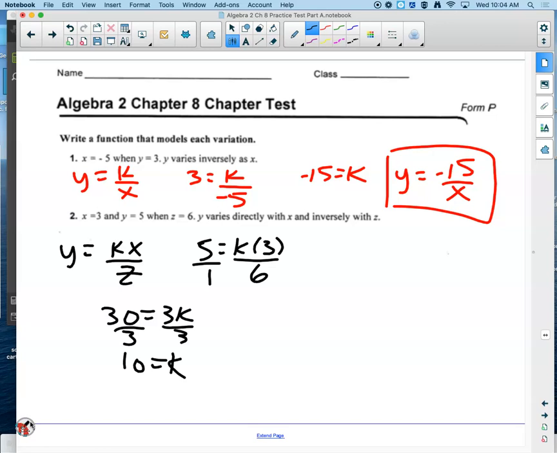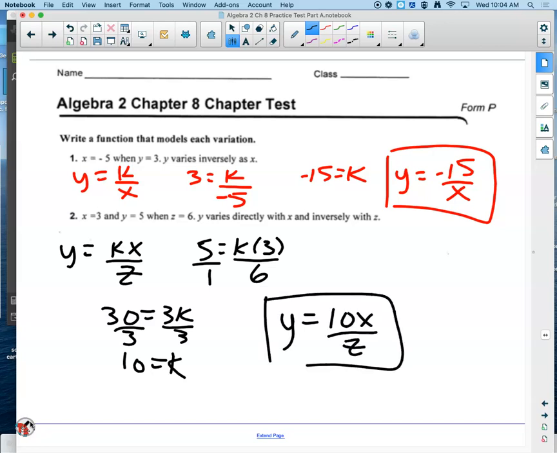And again, is that done? No, but you've done most of the math. Now you go back and substitute your k value in. So y equals 10x over z. Put a box around it, star it, circle it, whatever, so that I can follow your work and know, hey, that was your final answer right there. Piece of cake tomorrow? Okay.